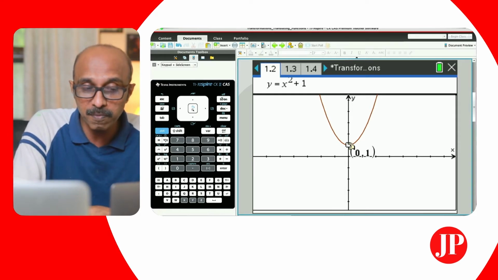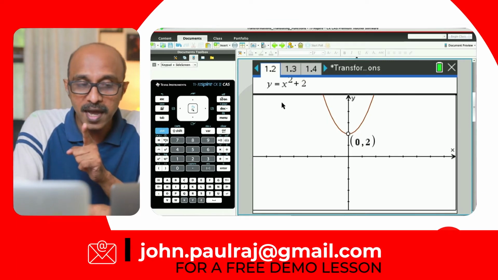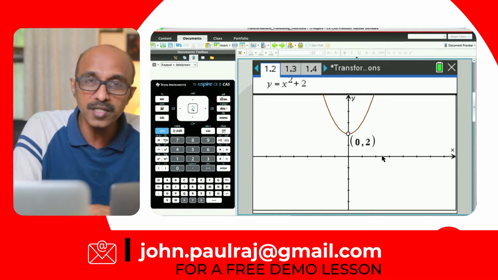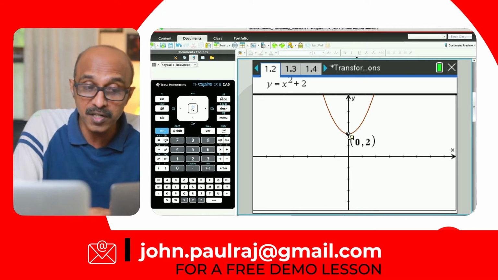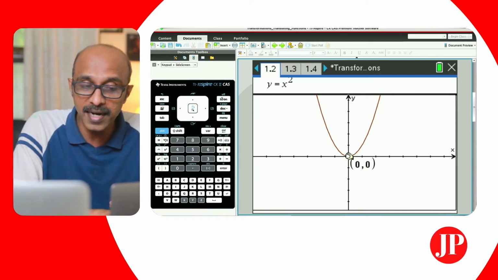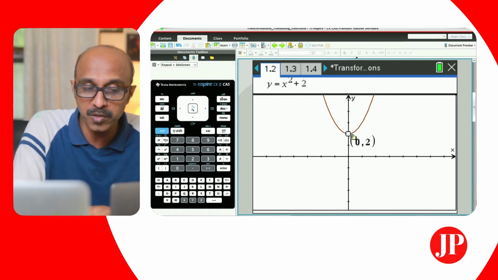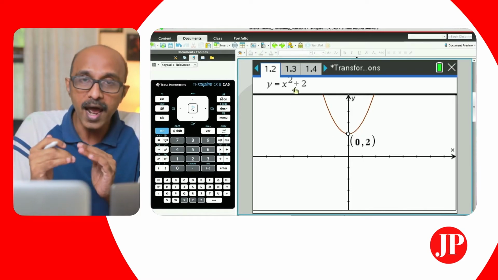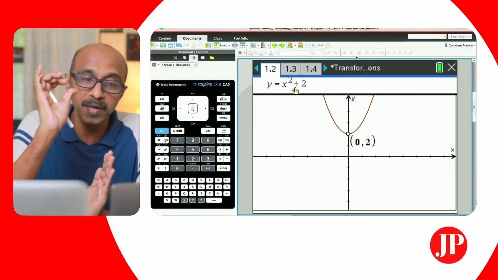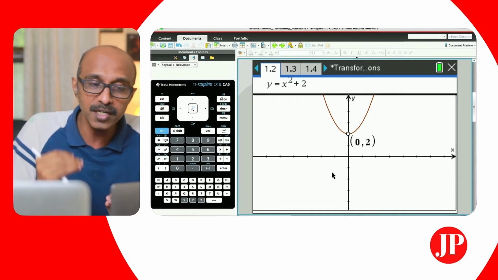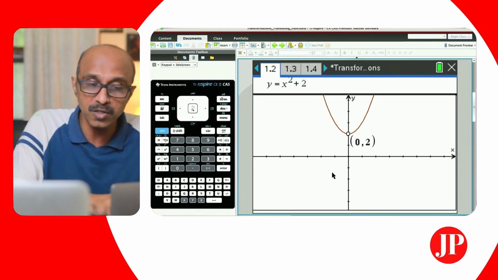In the same way, if you move it one step further up, the vertex becomes 0, 2, and the equation of the quadratic is now y equals x squared plus 2. That is a nice way to study the transformation of the parent function. The parent function was y equals x squared, seated at the origin. The vertex is at the origin. But now when you move the vertex up by 2 units, the equation becomes x squared plus 2, and the parent function has moved up by 2 units. That transformation is what we call a translation. It's translating vertically up by 2 units.